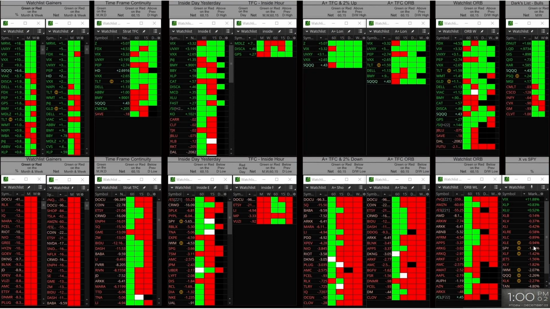TAN's trading below SPY. So if you want to go short or look at puts or whatever, on the day, TAN or XLK would have been a good choice.